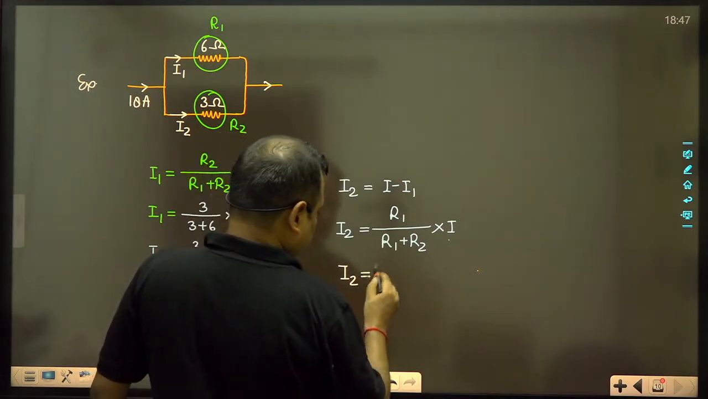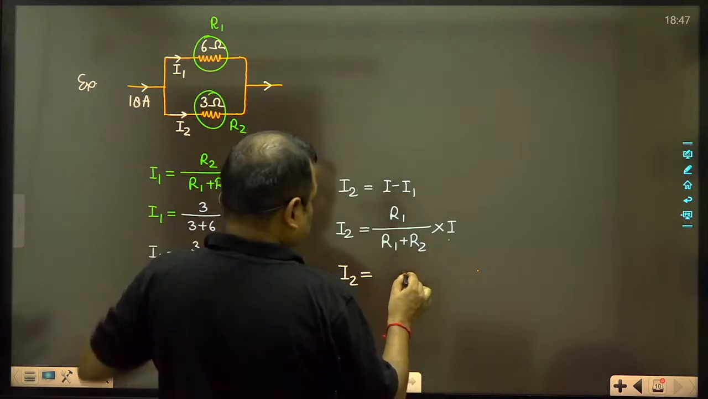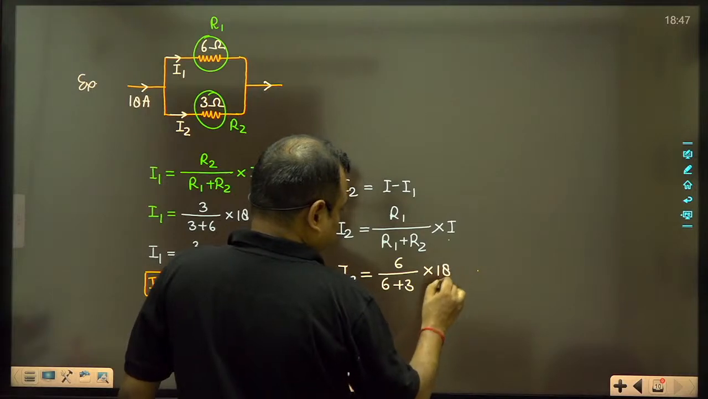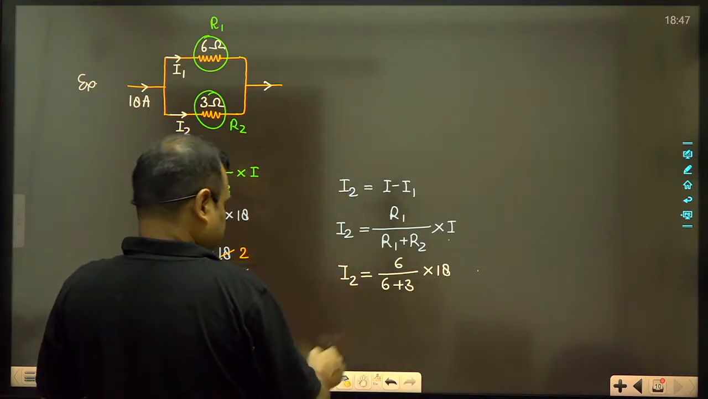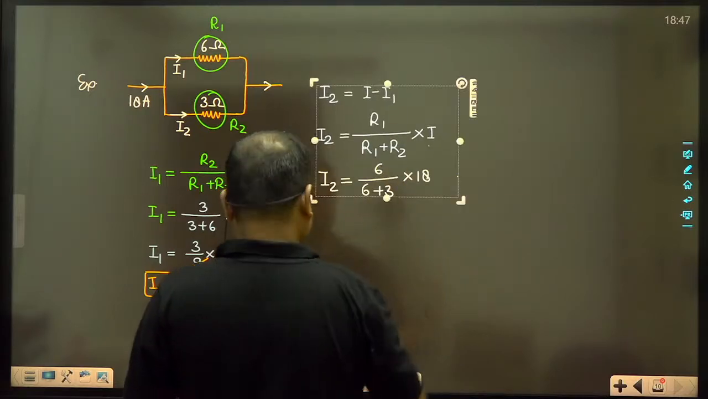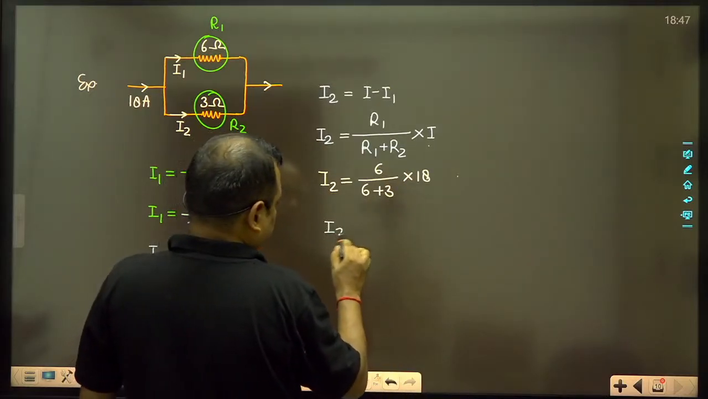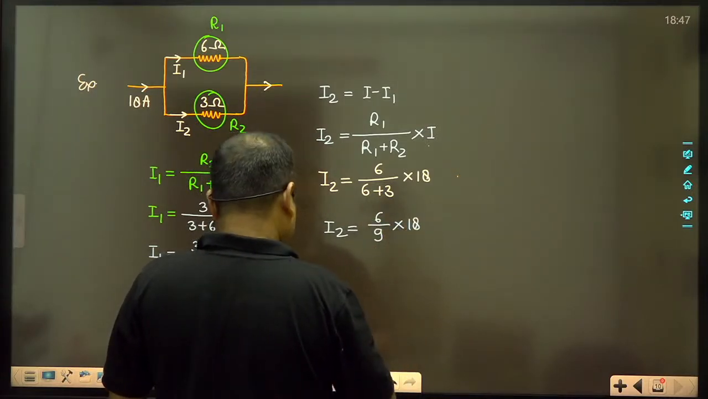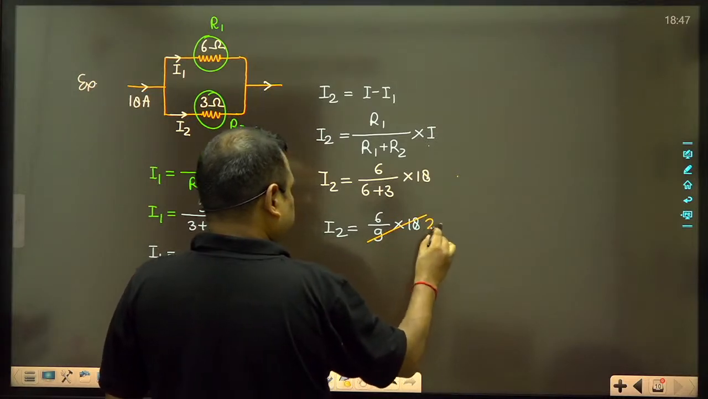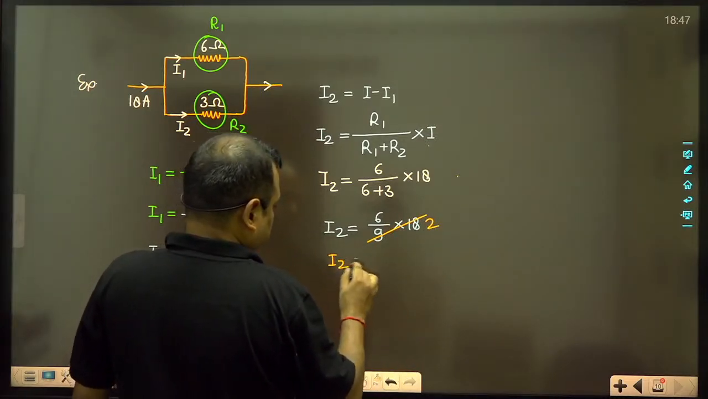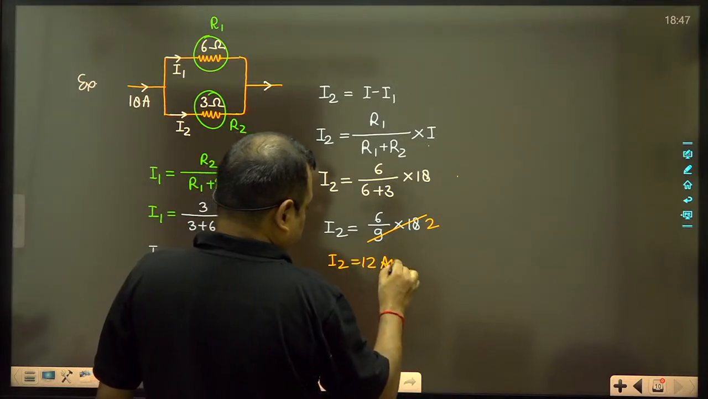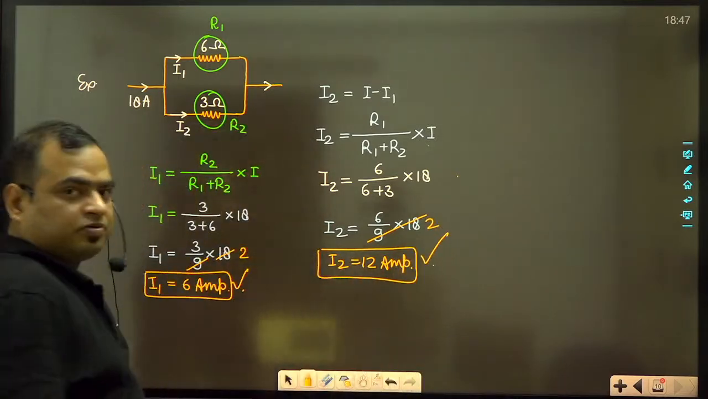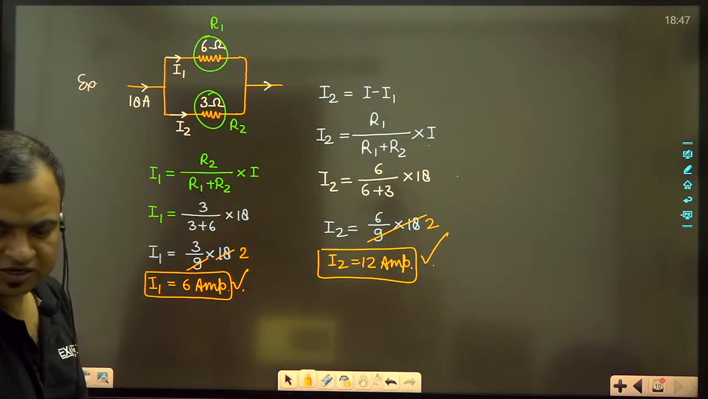I2 is equal to R1. What is the value of R1? This is 6. 6 upon 6 plus 3 multiplied by 18. Okay, so now you can see that I2 will be equal to 6 upon 9 into 18, and this will be equal to 9 to the 18, 6 to the 12. So I2 will be equal to 12 ampere. Okay, so this will be the correct answer.